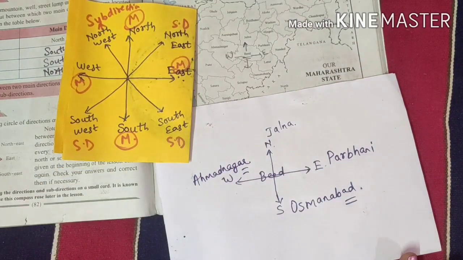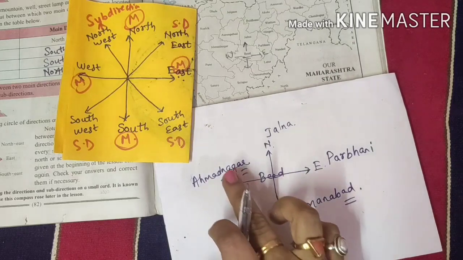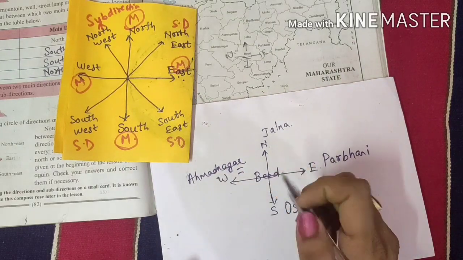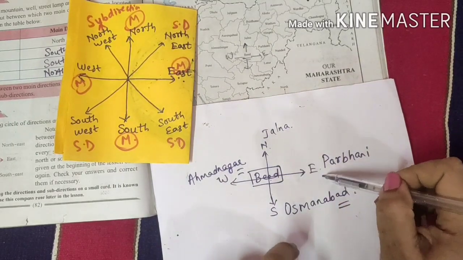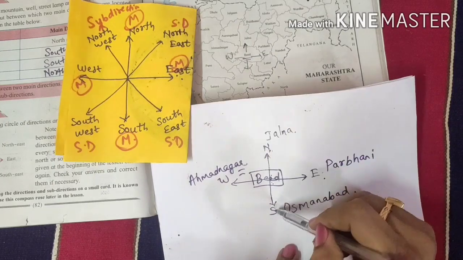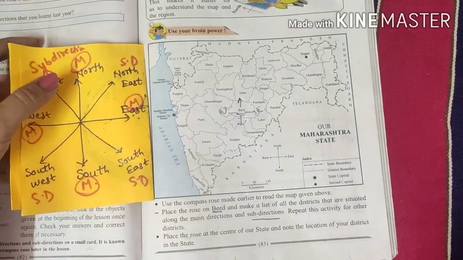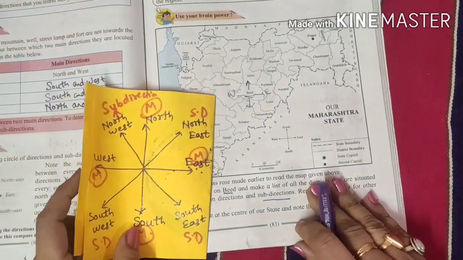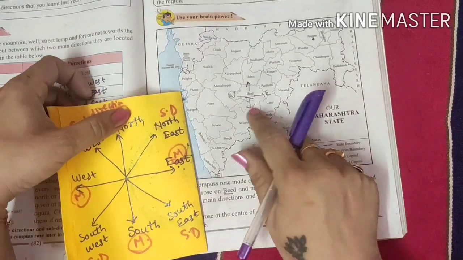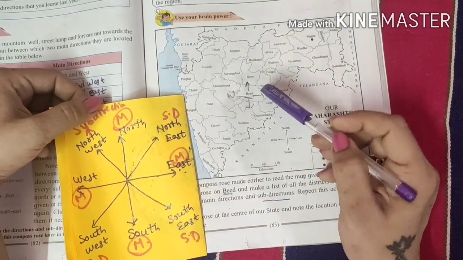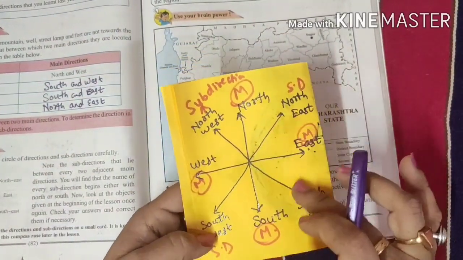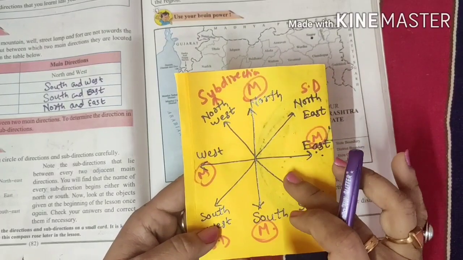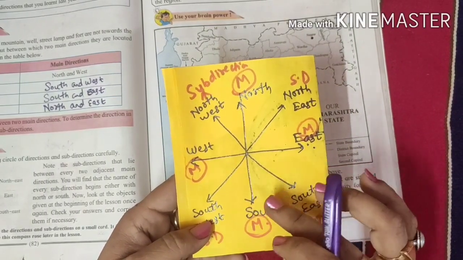Okay children, so like this we can find out our districts. So we have done for Beed district: which is east of Beed, which is north of Beed, which is south, and which is west. So yes children, I hope you are clear with this now. With the help of this compass rose, you can find out the places located in your areas, in your surroundings. Okay children, so I hope you are clear with this.